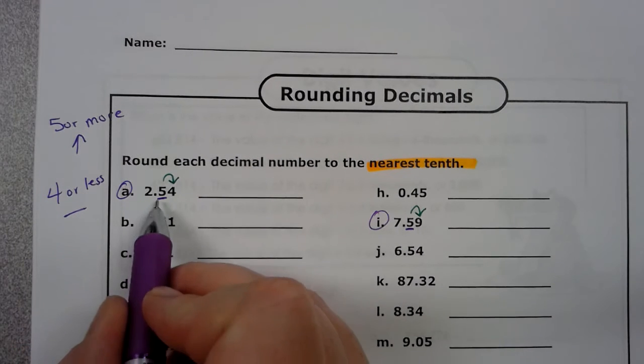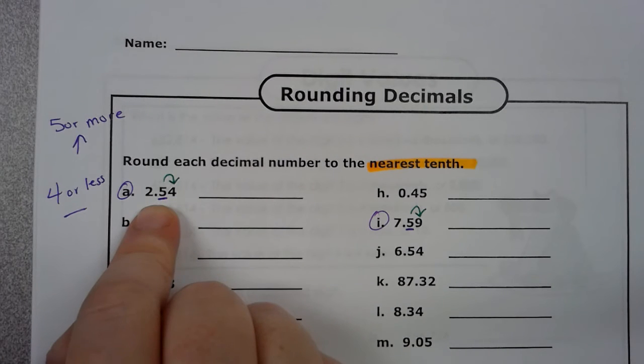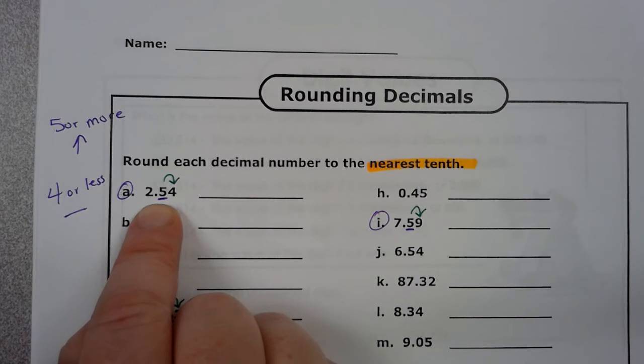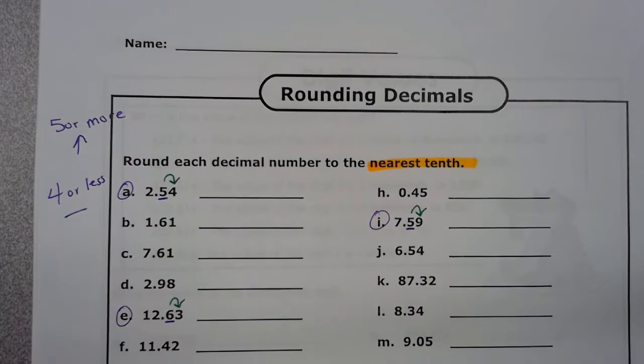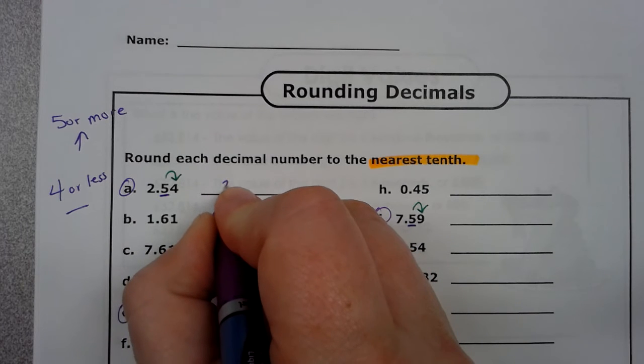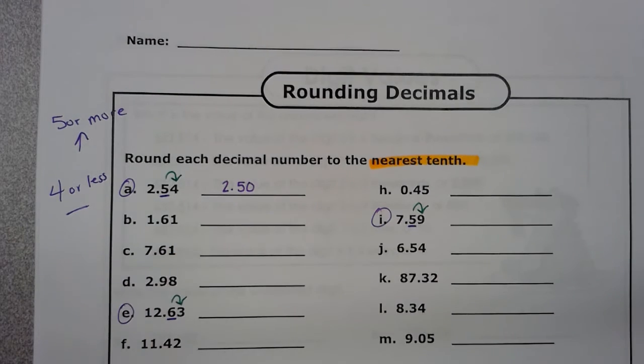So you have 2 and 54 hundredths. So we have the 5 that we're rounding to, and I'm going to look to the 4. So 4 or less, that stays the same. And then that 4 turns into a 0. So 2 and 54 hundredths rounded to the nearest tenth is equal to 2 and 50 hundredths.